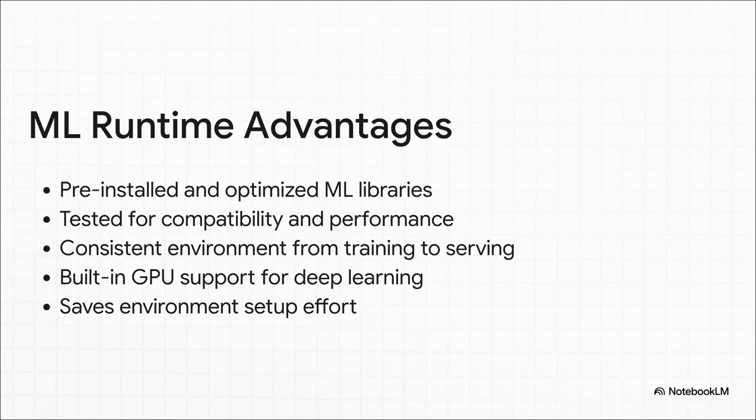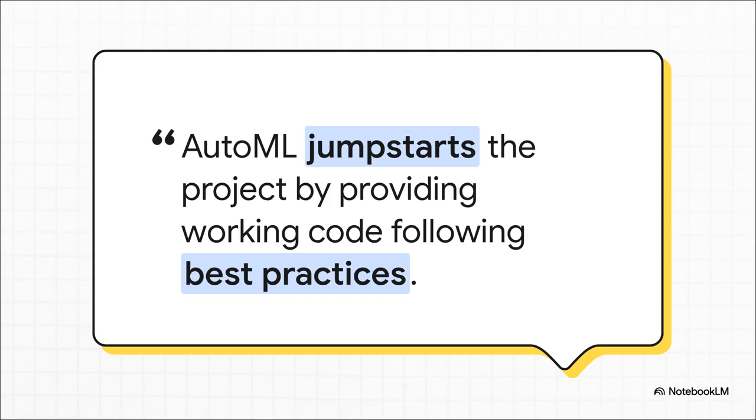One of the biggest time sinks for any data scientist is just getting the environment right. ML runtimes totally solve this by acting like a pre-packaged toolkit. With literally one click, you get a consistent, optimized environment where everything just works. This frees you up to focus on what actually matters, which is building great models, not fighting with dependencies. And what if you want an even bigger head start? Well, there's AutoML. It's designed to handle that initial, often really tedious trial and error part of building a model. It basically creates a high-quality baseline for you.